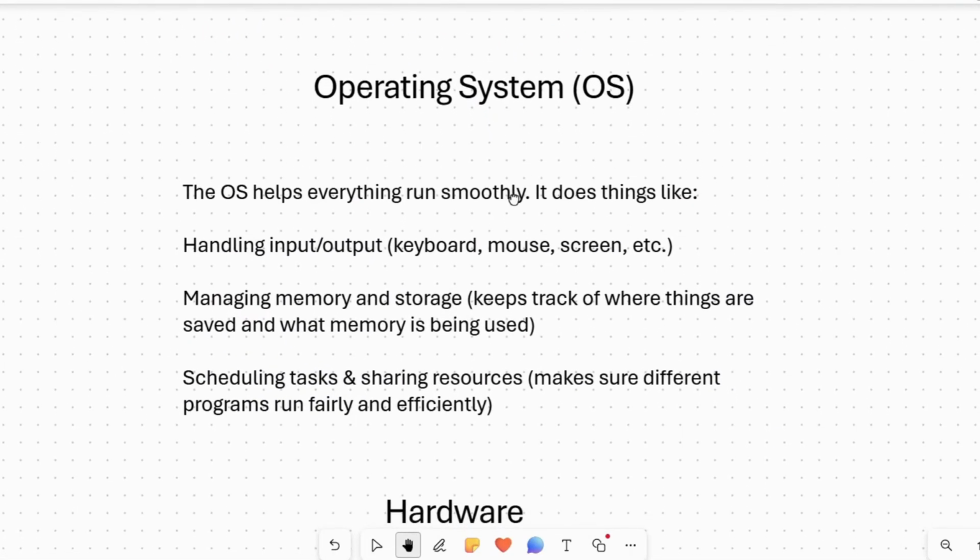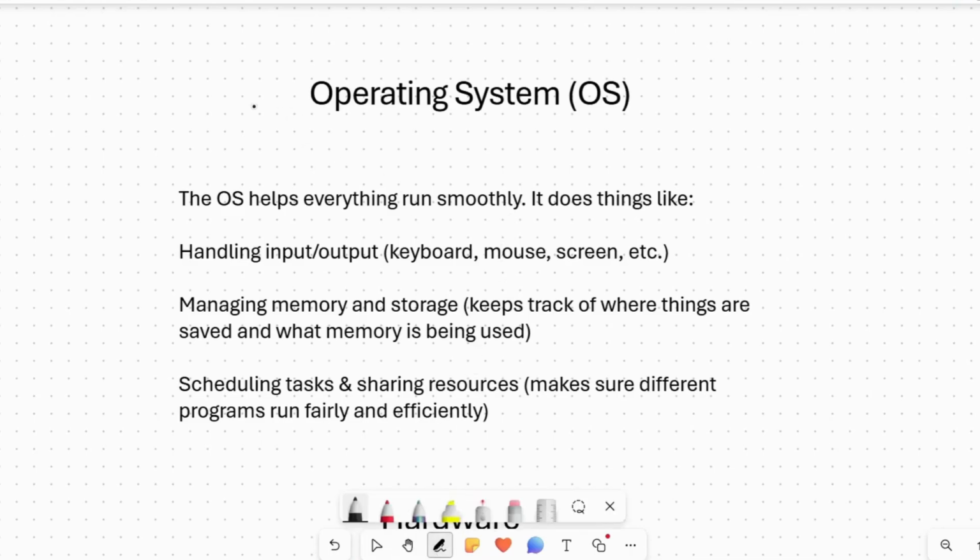So now let's learn about the operating system. We all know what an operating system is. For example, we use our laptop or desktop which is operated by Microsoft. We use the Microsoft operating system. Some of us are using a MacBook, which has its own operating system, and on phones we use Android. So these are the operating systems, which help everything run smoothly.